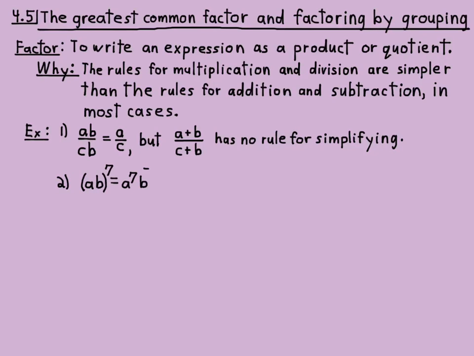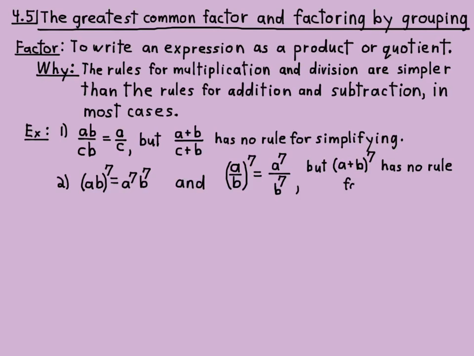Okay, here's a second example. A times B, the quantity to the 7th power, equals A to the 7th power times B to the 7th power. And A over B to the 7th power equals A to the 7th power over B to the 7th power. But A plus B, or even A minus B raised to the 7th power, has no rule for simplifying. It has a rule for multiplying it out, called the binomial formula, but that gives you 8 terms, which is not simpler than the way it's written now.